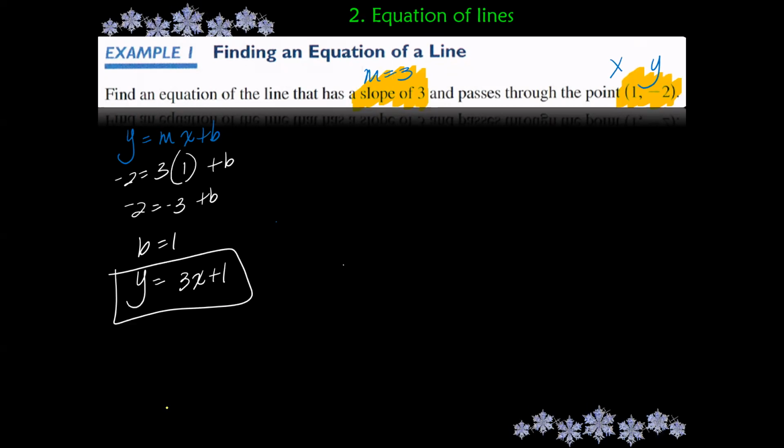Now, on the other hand, instead of doing slope intercept form, you decide to use point slope form.